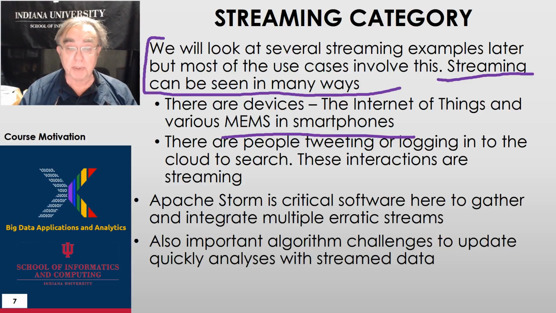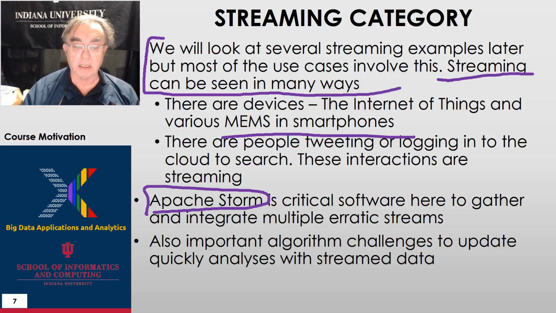And in fact, even people are streaming, because when I not only tweet, but when I just do a search, I'm streaming my search, or I'm streaming my e-commerce transactions, and that's a pretty important type of application. And there's a piece of software called Apache Storm that is very critical here to integrate these different streams together and produce some coherent approach to them. You can, for instance, find automatic dynamic clustering of Twitter streams, tweets in this fashion.